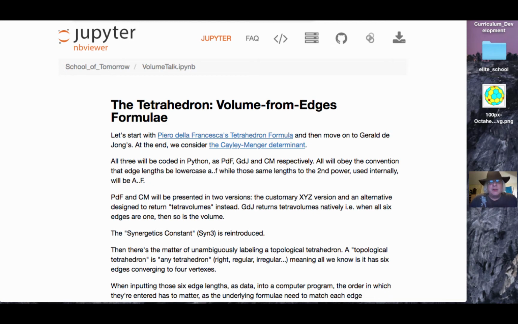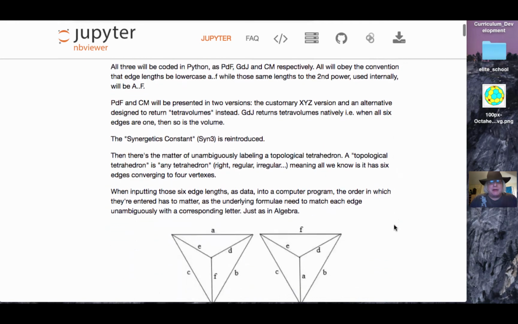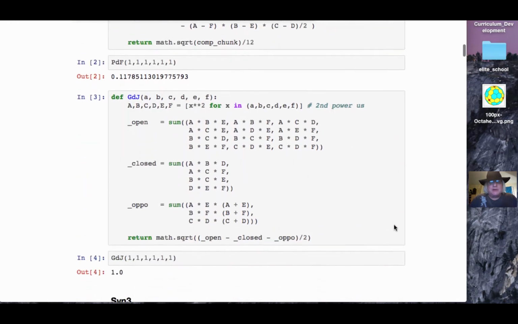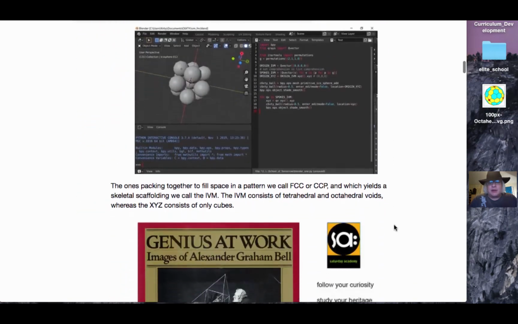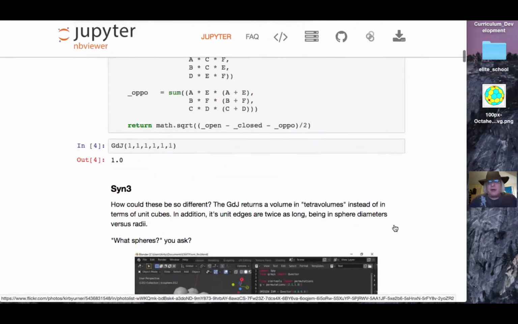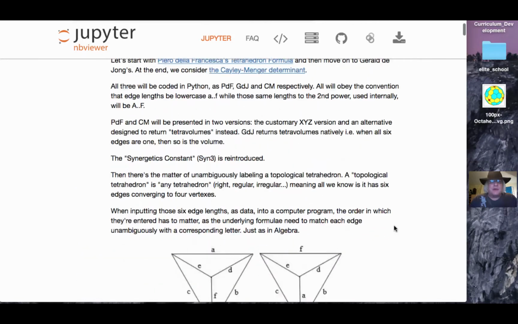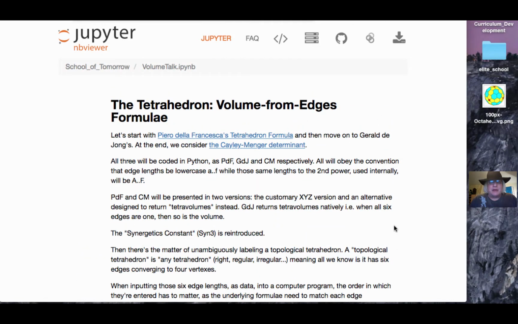And then I'm going to talk about adding the Cayley-Menger determinant to my inventory of volume-from-edges formulae for the tetrahedron, right? We've got Piero della Francesca, we've got Gerald de Jong, and now I've added Cayley-Menger. We'll talk a little bit about that. But I want to start way back at color plates.